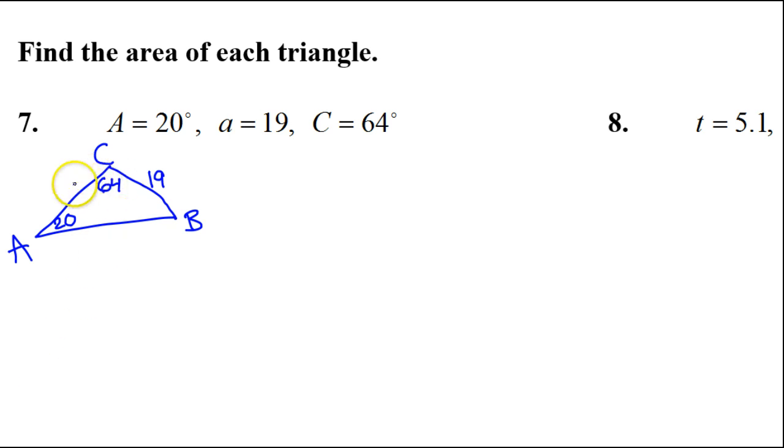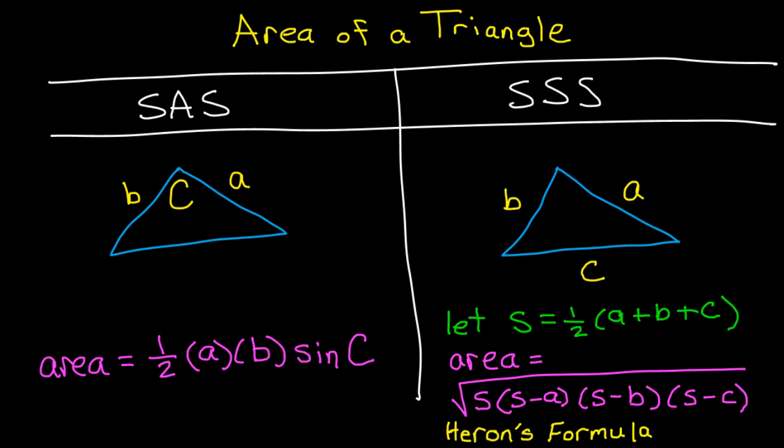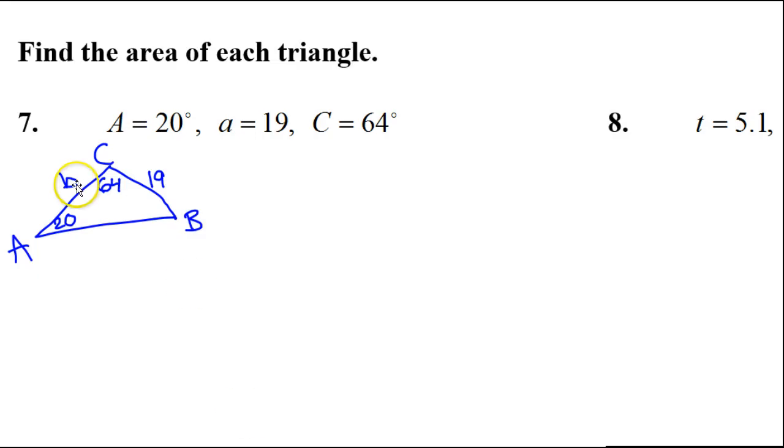Now, looking at this, our ultimate goal will be to find side B. If I knew side B, then I would have side angle side, and I could use this formula. Alright, but we don't have side B and we don't have angle B. So the first thing we need to do is find out what angle B is. Well, we can easily find angle B by subtracting these two from 180. So that turns out to be 96 degrees.